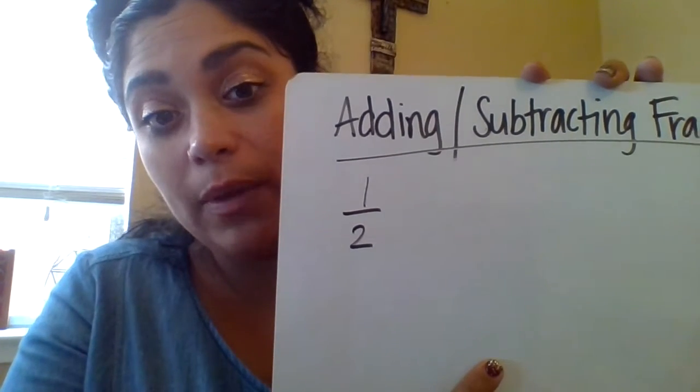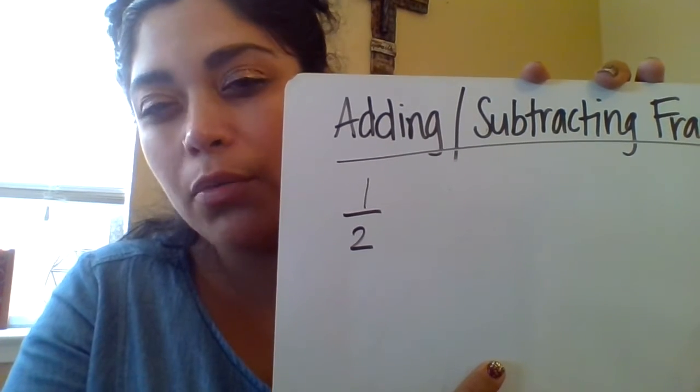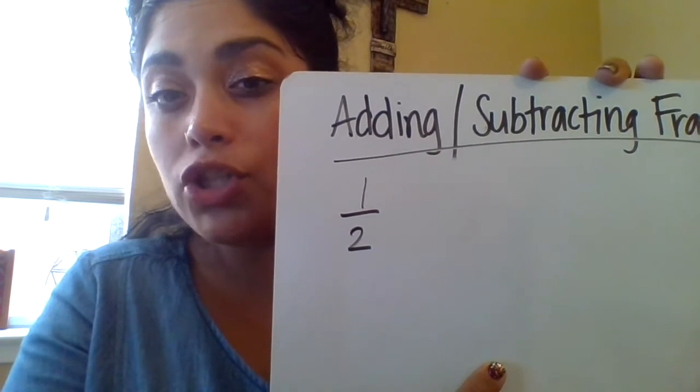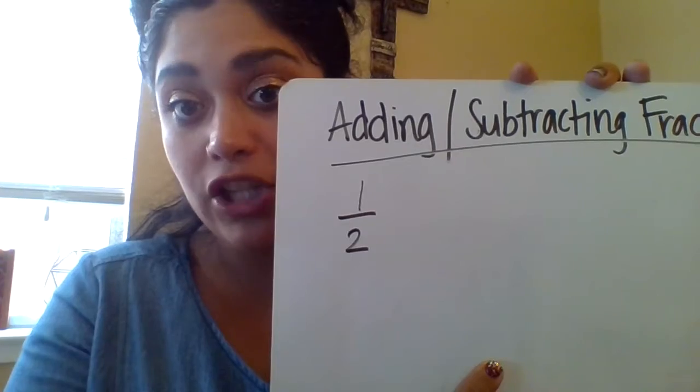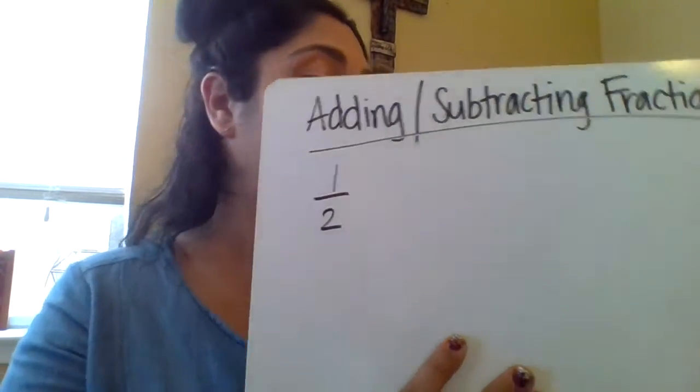When you're thinking, you should be thinking that the numerator is the top number. So our numerator for this fraction is 1 and our denominator for this fraction is 2. So if we have 1/2, and we're going to add first, plus 1/3.